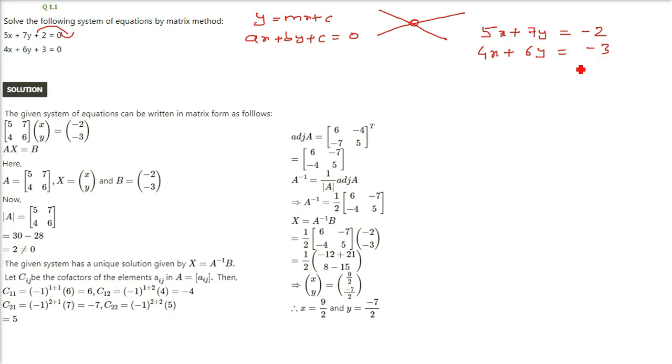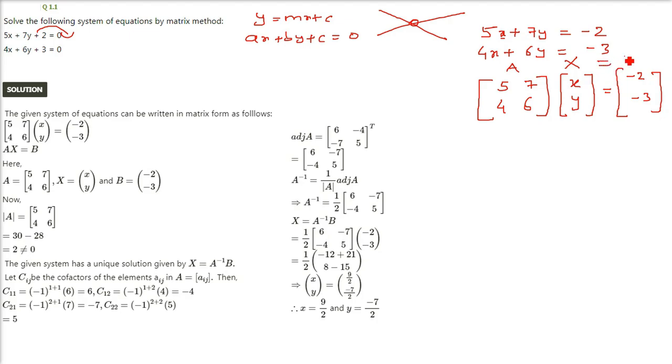Right? So now there's the coefficient of x and y. We will form a matrix. So the coefficient of x is 5 and 4. The coefficient of y is 7 and 6. This is the matrix. We call it A. You can call it any letter. And what is x and y? This is x and this is y. This we call as the x matrix, X. And this is equal to, on the right hand side, what is there? Negative 2 and negative 3. Okay. So this is AX equals B. This is our matrix, AX equals B.